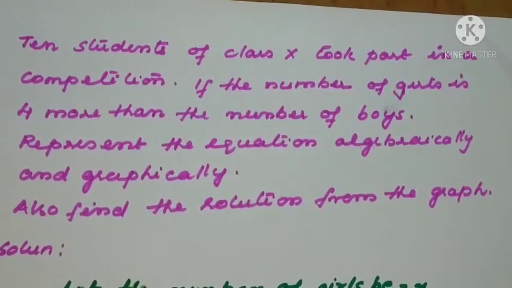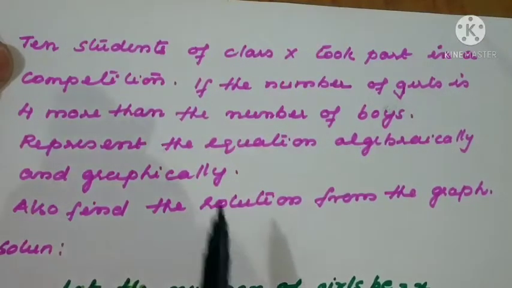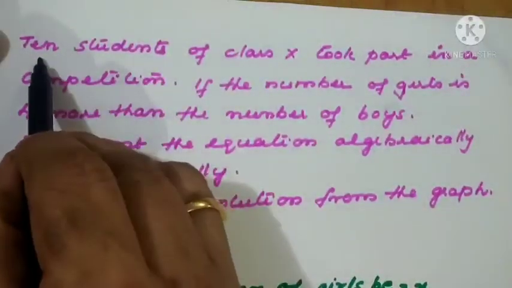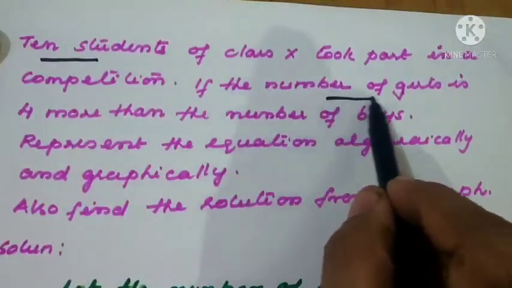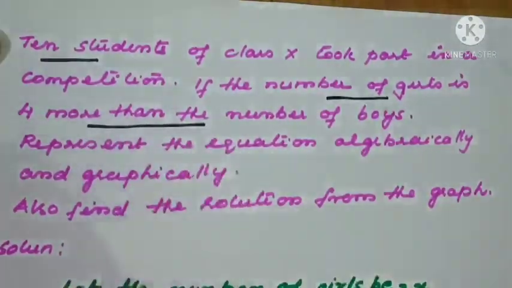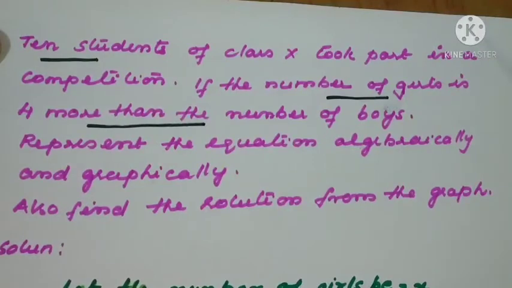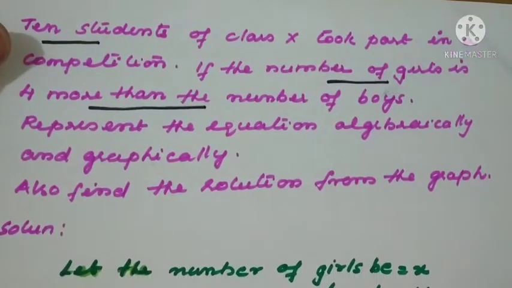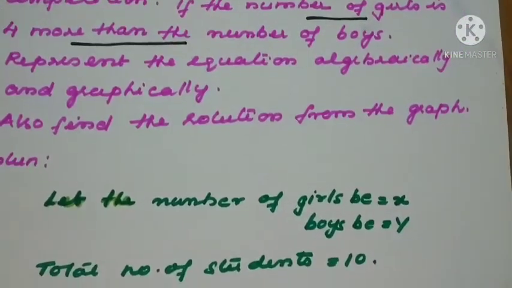First example: 10 students of class 10 took part in a competition. If the number of girls is 4 more than the number of boys, represent the equation algebraically and graphically. Also find the solution from the graph. See, 10 students are participating and the number of girls is 4 more than the number of boys. So boys and girls are the unknown factors here. So let the number of girls be x and the number of boys be y.